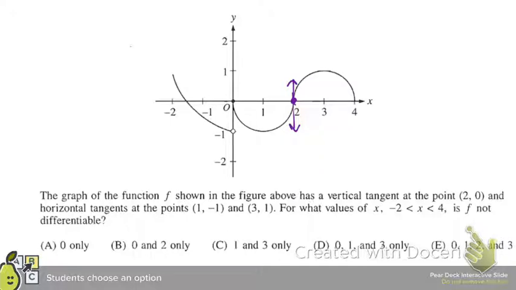It has horizontal tangents at the point 1, -1. So right here, there's a horizontal tangent line. And at 3, 1, right there, there's a horizontal tangent line. It says for what values of x is f not differentiable?